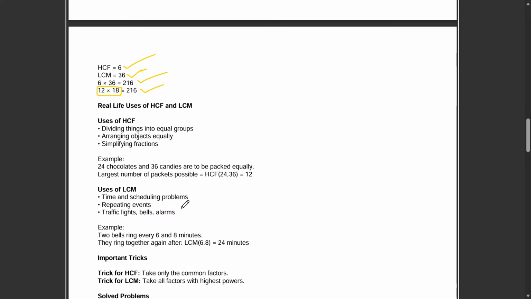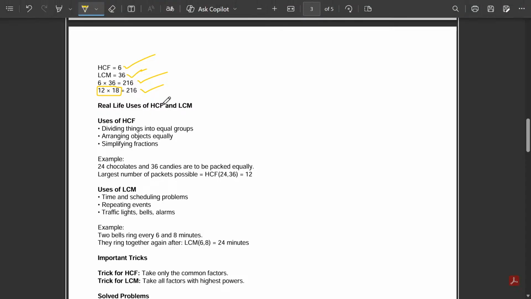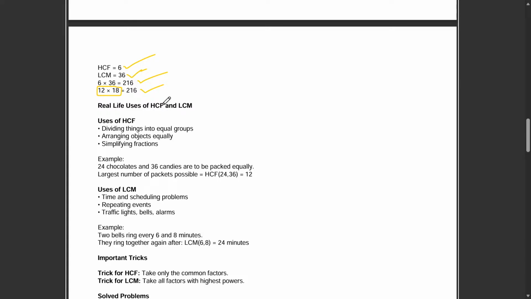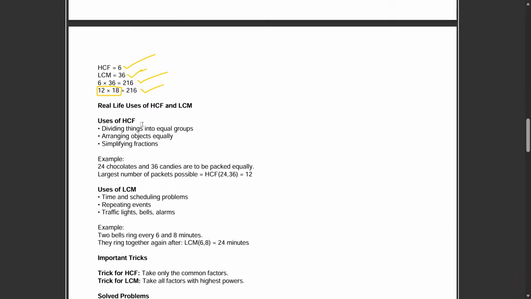Real life uses of LCM and HCF. So we are going to learn about the uses of HCF and LCM. Uses of HCF: dividing things into equal groups, arranging objects equally, simplifying fractions.